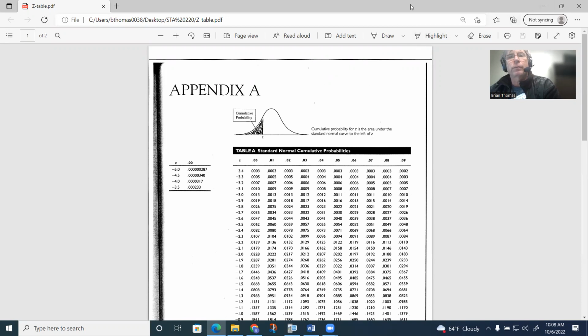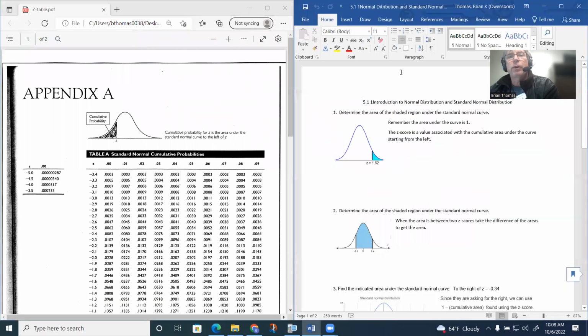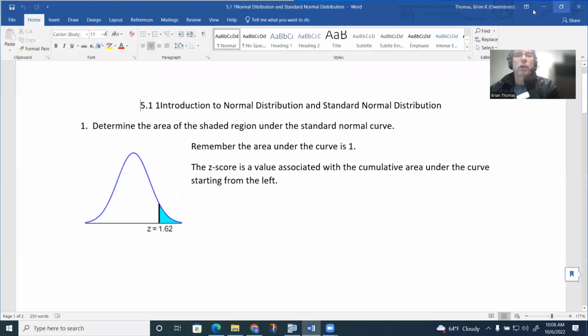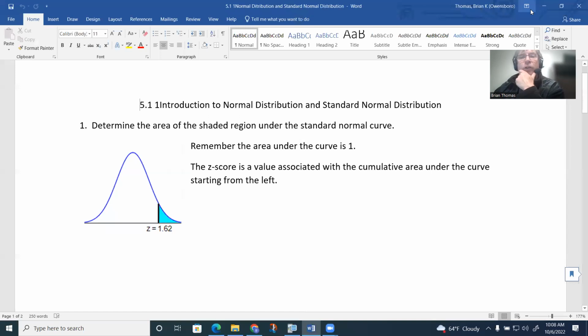So when I do my example here, notice that our z-score wants to find the area to the right. So the way we do this is remember the area under the curve is actually 1. So the whole area is 1. What I want to do is find the area to the right, but when I do the z-score, it's going to be from the left. So let's go to the table and find the z-score of 1.62.